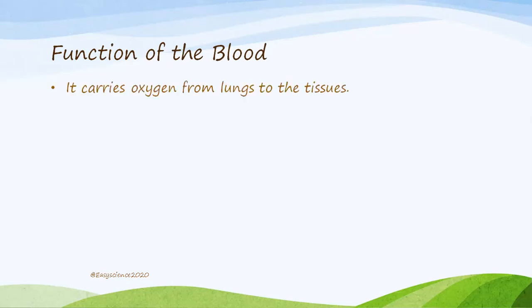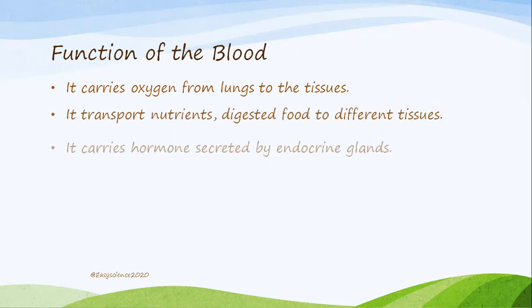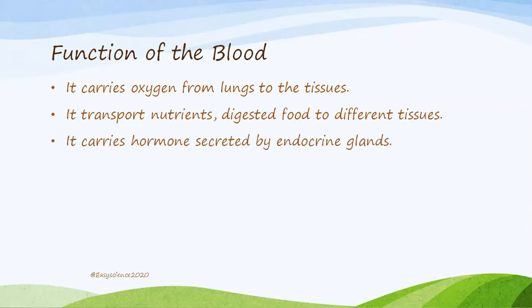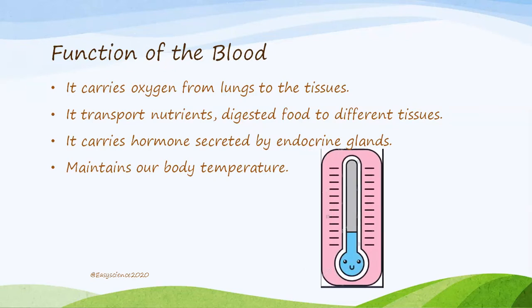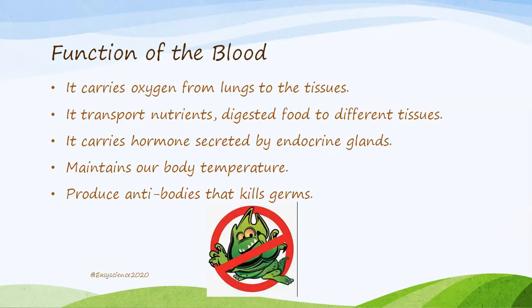It carries oxygen from lungs to the tissues. It transports nutrients, digested food to different tissue, and it carries hormones secreted by endocrine glands and maintains our body temperature also, as well as it produces antibodies that neutralize or kill germs like bacteria, viruses.